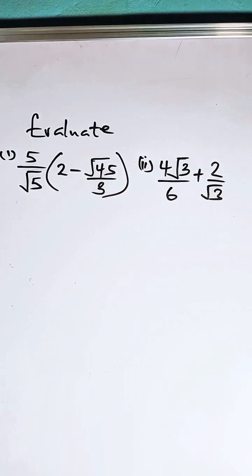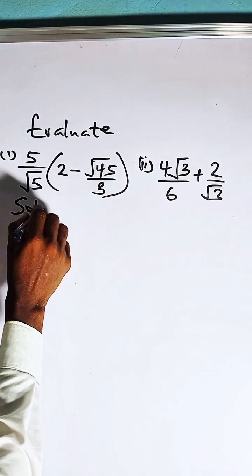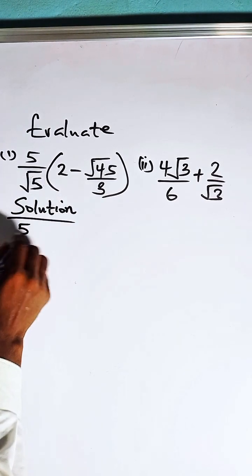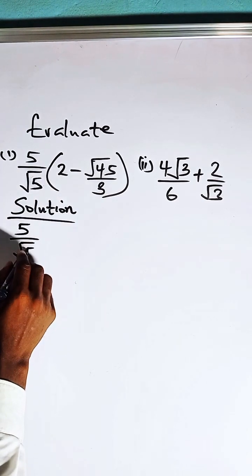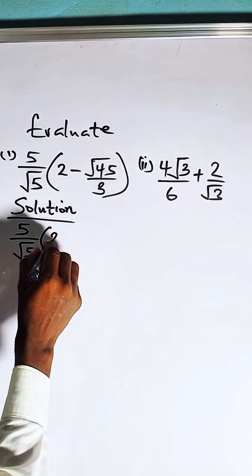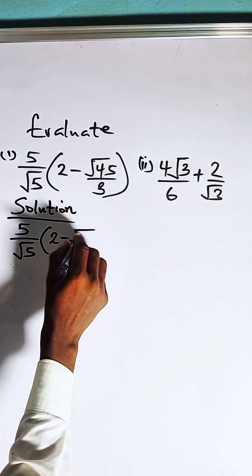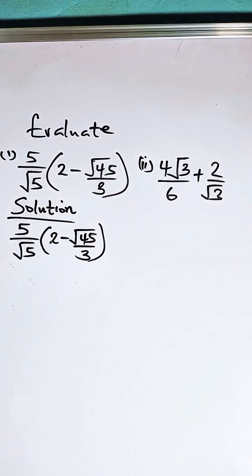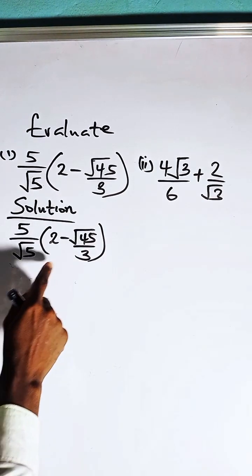Question says evaluate this expression. So how do we do the solution? Okay, so for 5 divided by root 5, into 2 minus root 45 over 3. So let us focus on what we have within the bracket.